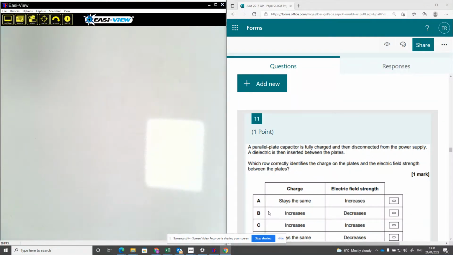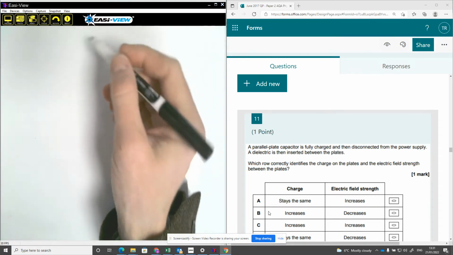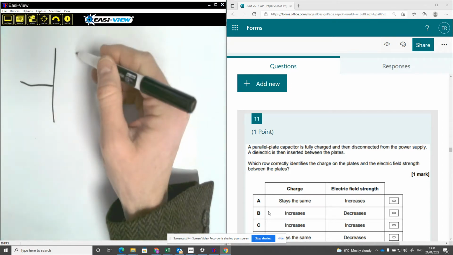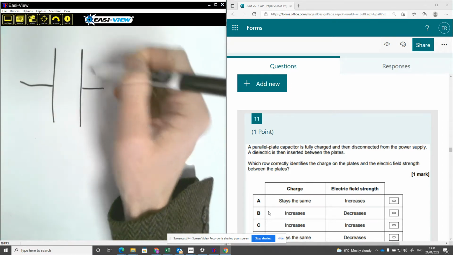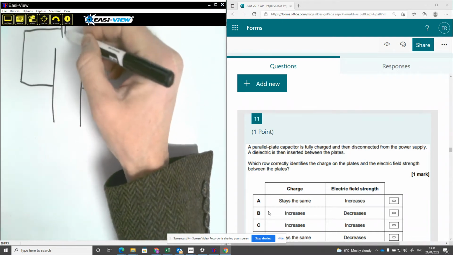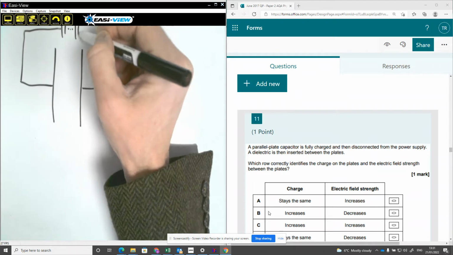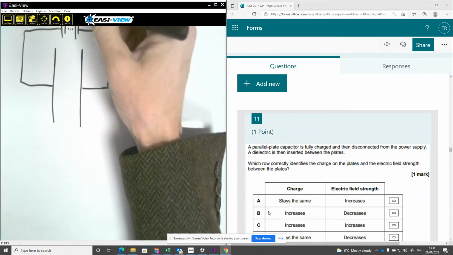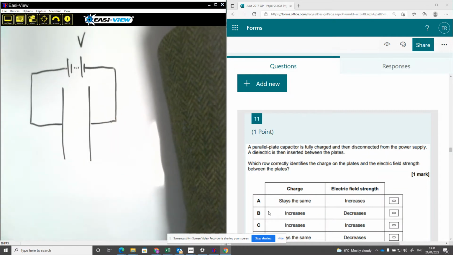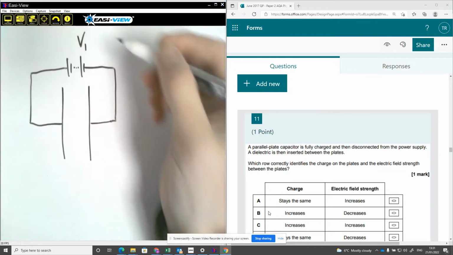This question is about capacitors and how their charge and electric field strength changes when you have a dielectric. So you have a pair of parallel plates that you connect up to a supply, which we'll set as a voltage V, and we'll call that initial voltage V1.